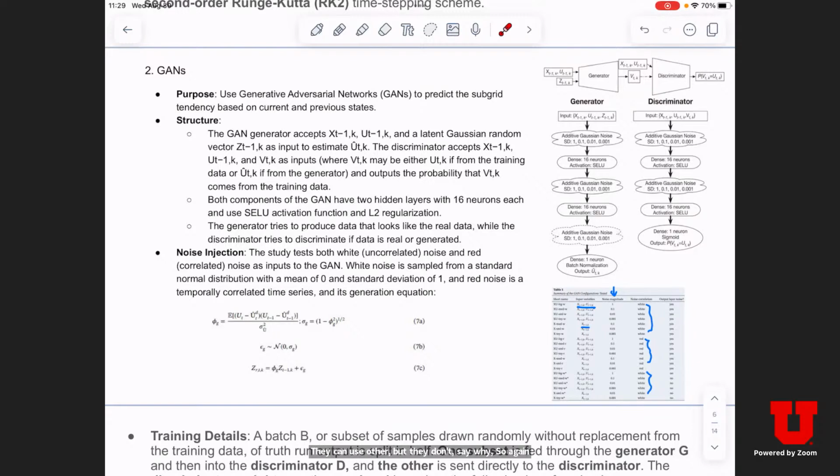GANs only offer a framework because they want to use stochastic parameterization. So GANs can provide the stochasticity. Oh, okay. So I guess the basic idea is that, given X and U, they want to generate a distribution over the U instead of, okay.